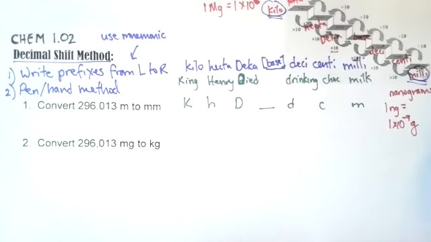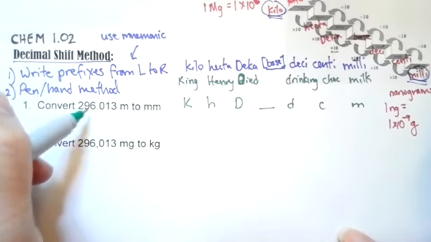So you're going to be doing these conversions all the way through chemistry. If you come to physics, we'll be doing them in physics. So make sure you've got this down now. All right, so what do I mean? What's this pen hand method?